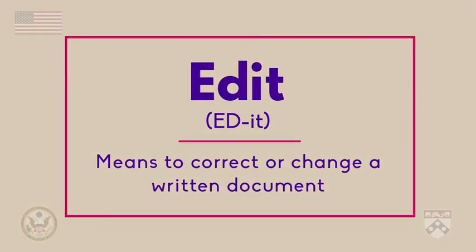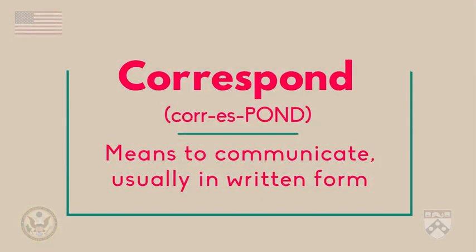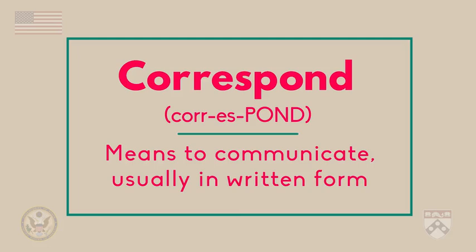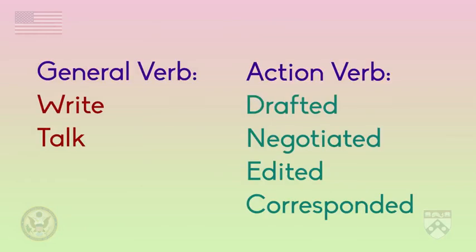I could also use a general verb like talk, as in I talked with a customer, or I could use a more specific verb like I negotiated with a customer, where negotiate means to try to reach an agreement. Or I corresponded with a new customer, where the verb correspond means to write and respond to communication. I hope you can see how not only are my choice of verbs more specific, but they, more importantly, make my role in this job sound more active.